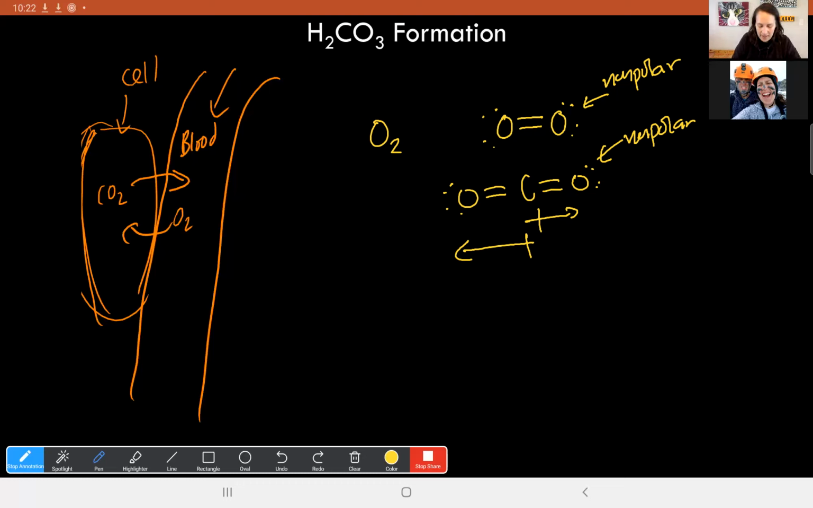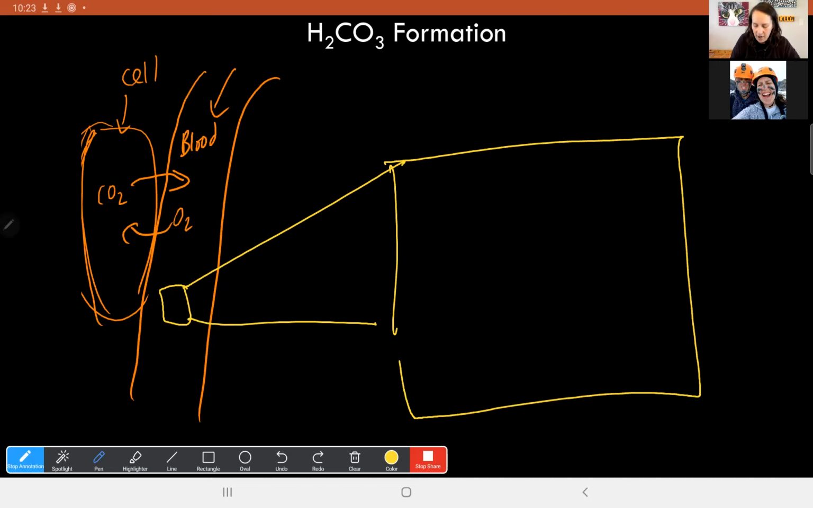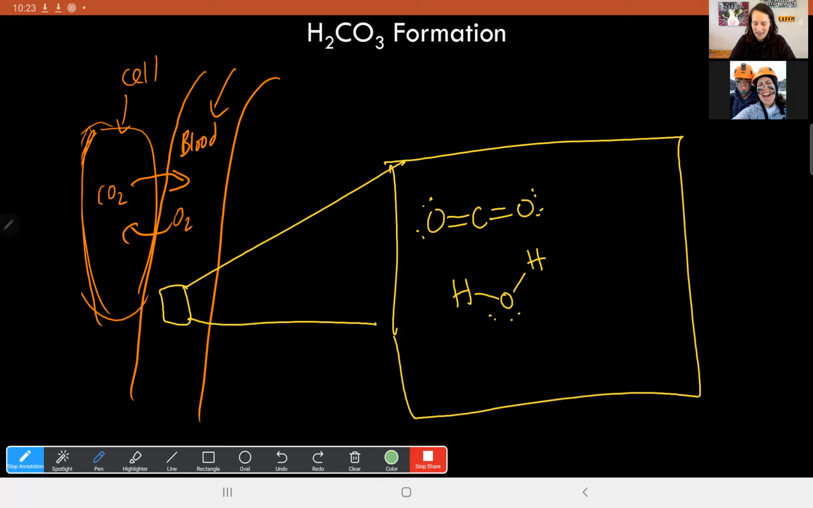So once inside the blood, let's draw like a zoom up box here. Let me see if I can erase. Oh, okay, we'll just erase that. So once the carbon dioxide gets inside the blood, let's see what happens here. So we have a carbon dioxide molecule, okay? And inside the blood, we have lots of water molecules as well. And what we will see is the reaction between water and carbon dioxide.